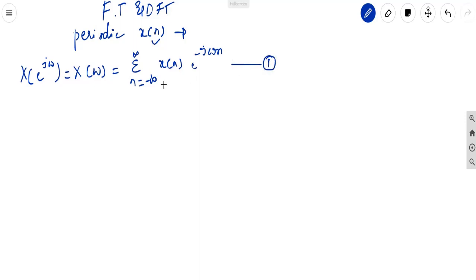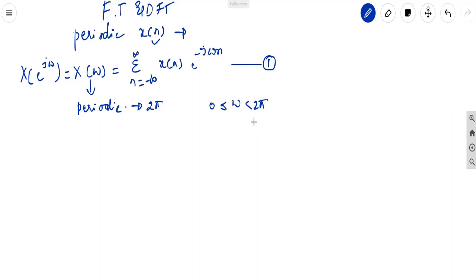Now this signal, if you see, is periodic in nature, with a period of 2 pi. So we can take the omega range as greater than or equal to 0 and less than 2 pi. So we'll take the range between this.